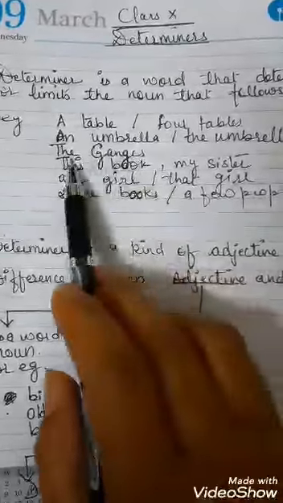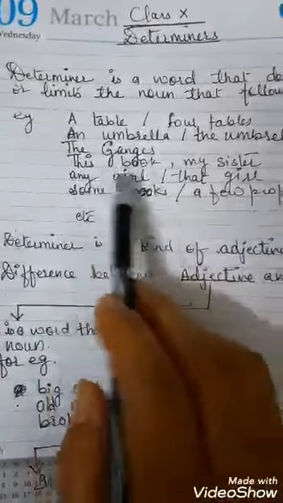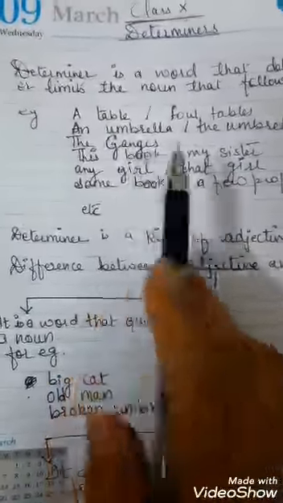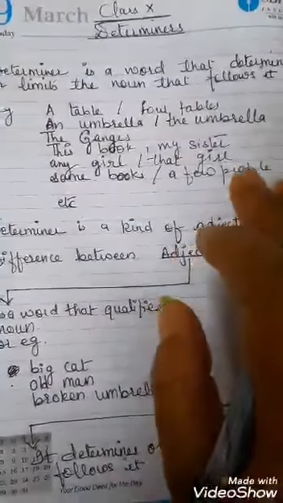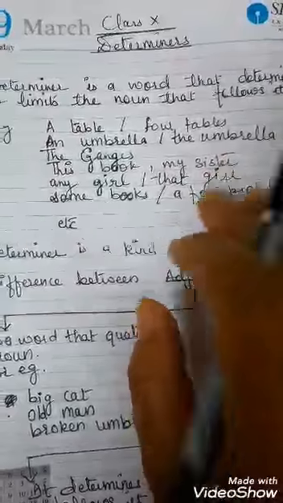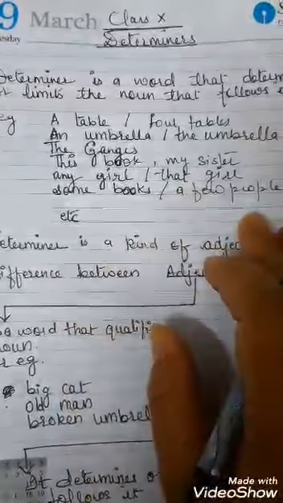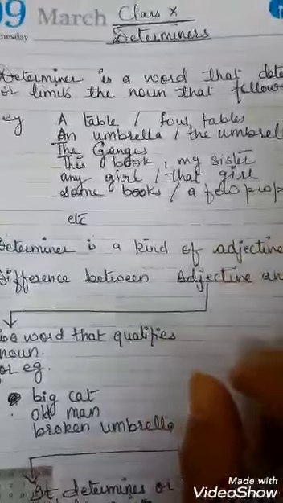The Ganges, we are talking about the Ganges. It's a famous river. This book, which book? This book. Like this. So they show whether the objects, person, thing or any noun used are general or specific. They specify which or how many things the noun refers to.